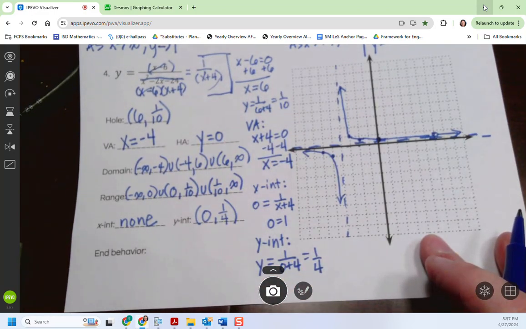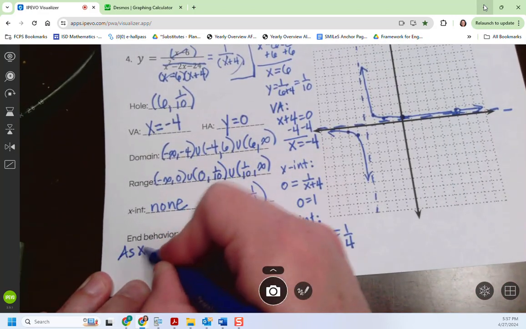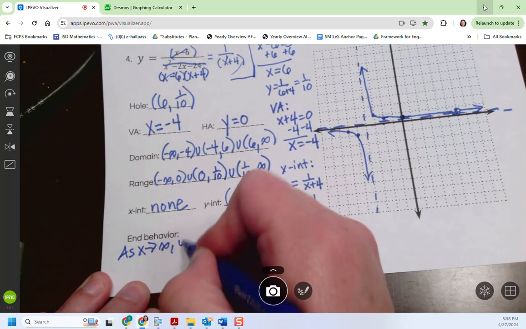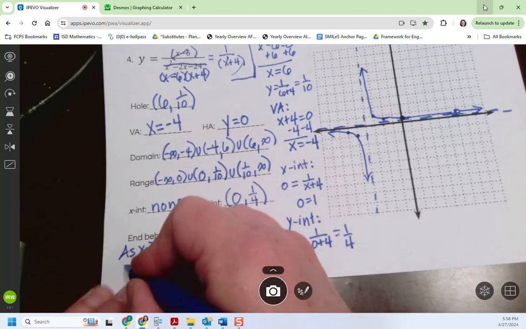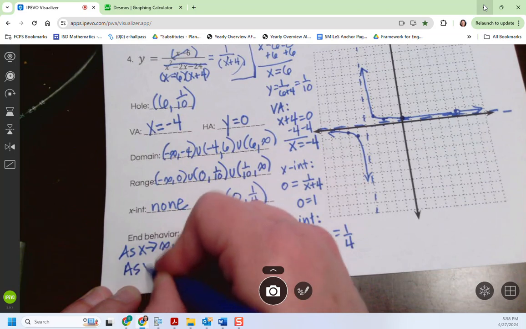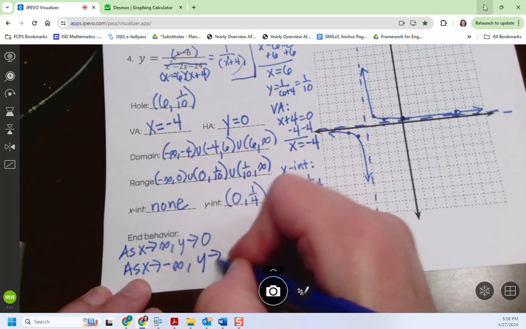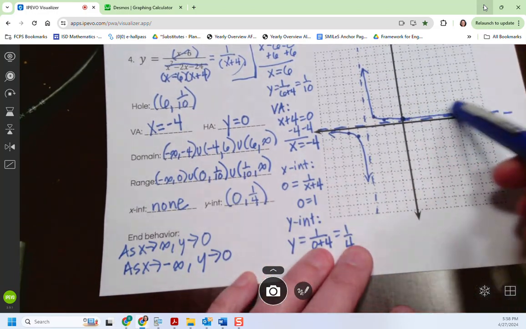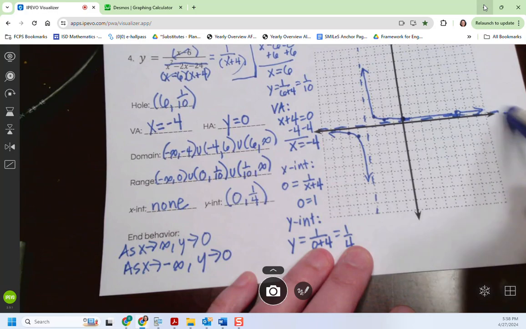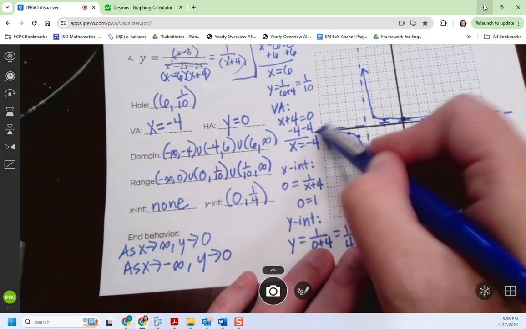The end behavior is going to be as x goes to infinity, y goes to the horizontal asymptote, which is 0 this time. And the same thing on the other side. As x goes to -infinity, y goes to the horizontal asymptote. Here you can see it. As x goes to infinity, the y is getting closer to this asymptote. And as x goes to -infinity, the y is getting closer to this asymptote.